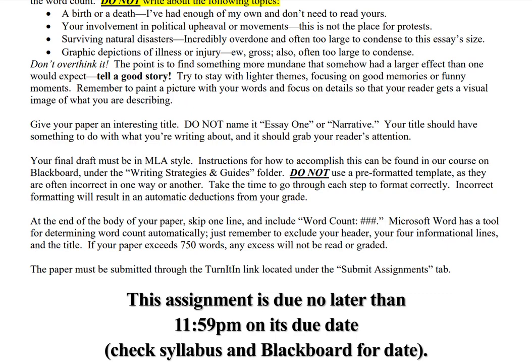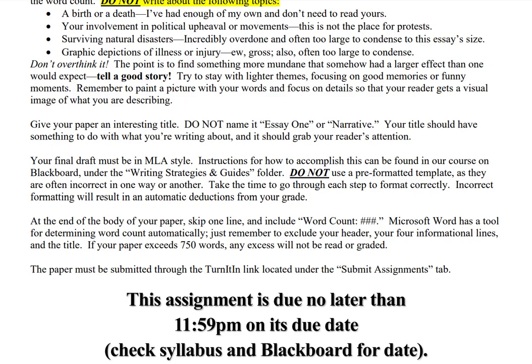At the end of the body of your paper, skip a line, type word count, and give me the total number of words you have in your paper. Now, Microsoft Word has a tool to do this so that you don't have to sit and literally count the words. Just remember to not include the header, your four info lines, and the title of your paper. If your paper exceeds the maximum word count of 750 words, I will not keep reading beyond the 750. So if you haven't made your point yet, you may not get a good grade because the point isn't there.